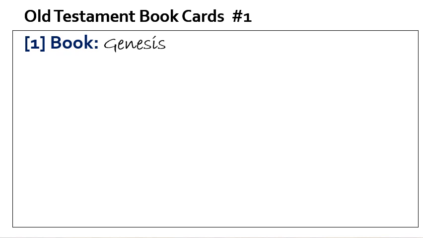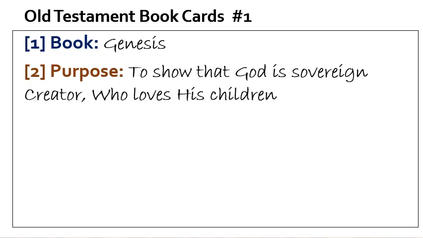The information I give on each book card is, of course, the title of the book, then a brief purpose for the book. That's a lot easier for some books than others. A big book like Genesis, the purpose is to show God as sovereign creator who loves his children. That's a very broad purpose, and there are lots of sub-purposes. Other books that are rather short are fairly easy to summarize and give a purpose for. But this is an attempt to just give people a summary.